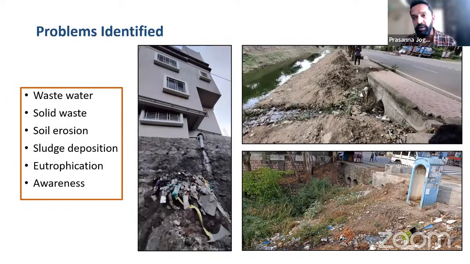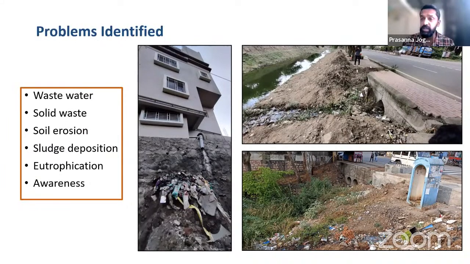So after doing some preliminary survey, we also tried to identify the problems that were there. So the main problem was wastewater discharge into the river. Then solid waste dumping was happening quite a lot. Soil erosion, because on one side of the river there is the town, or there is a big road which goes through, and on the other side it's agriculture. So from the agriculture area, there was a lot of agricultural runoff along with some silt which was coming in.